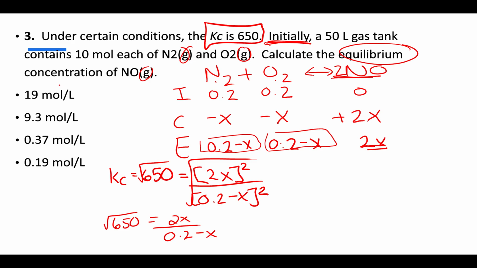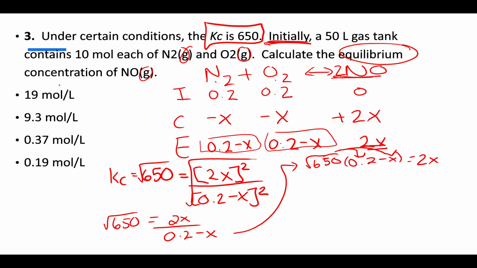Now here you're just going to do the math. We're going to get X alone. So we'll have, I'm just going to go over here because I'm going to run out of room, the root of 650 times 0.2 minus X equals 2X. Then we'll have to distribute that root 650 through. I'm just going to put that into my calculator.